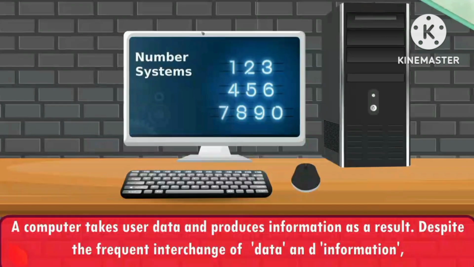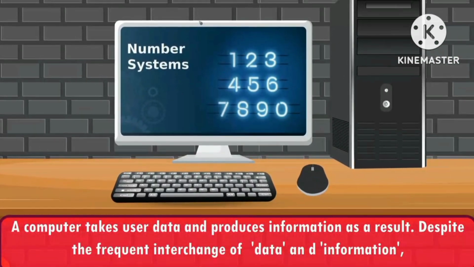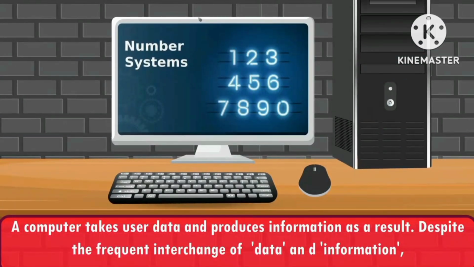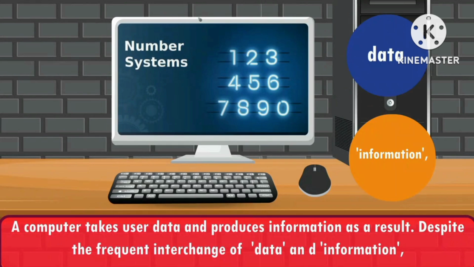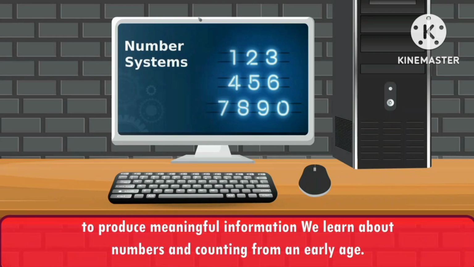Okay. A computer takes user data and produces information as a result. Despite the frequent interchange of data and information, it's crucial to distinguish between the two terms. In a strict sense, data refers to the raw, unorganized facts and figures that computers process to produce meaningful information.